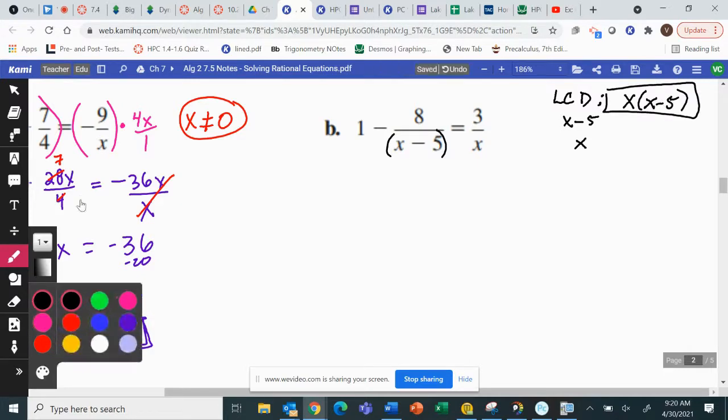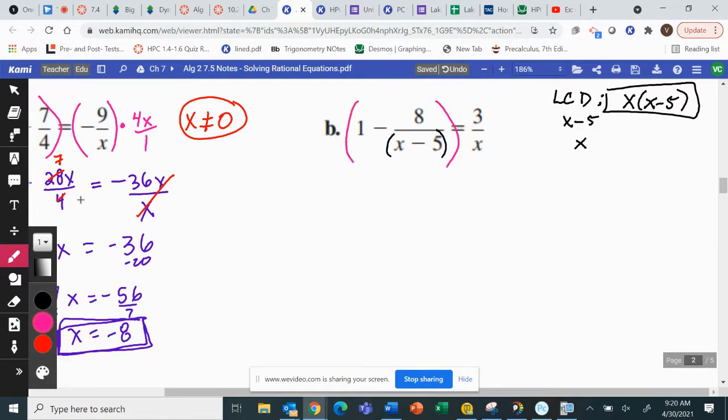We are going to multiply both sides of the equation by the LCD. So I'm going to multiply both sides by x times x minus 5, both sides. That is not a fraction, so I make it into a fraction. I put it over 1.